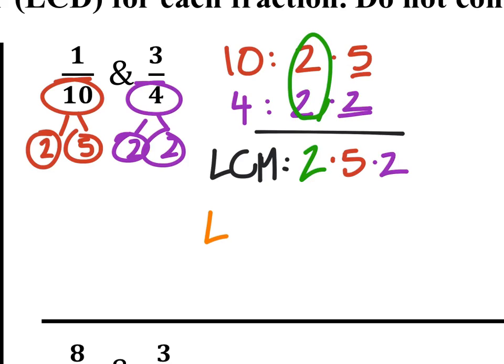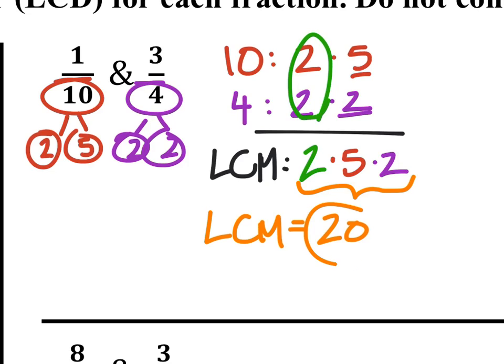So the lowest common multiple, which is the least common denominator, is just 2 times 5 times 2, which is 20. So this would be the common denominator that we would use if we wanted the lowest common denominator.